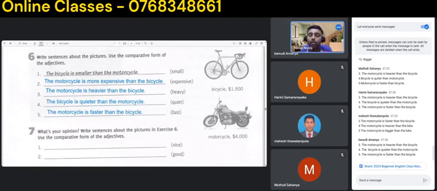Okay. What's your opinion? Now they want to know about our opinion. Opinion means our own view. What's your opinion? Write sentences about the pictures in exercise 6. Use the comparative form of the adjectives. So about these pictures, we need to write sentences. These are our opinions. Nice, good. These are the two adjectives that we have to use.